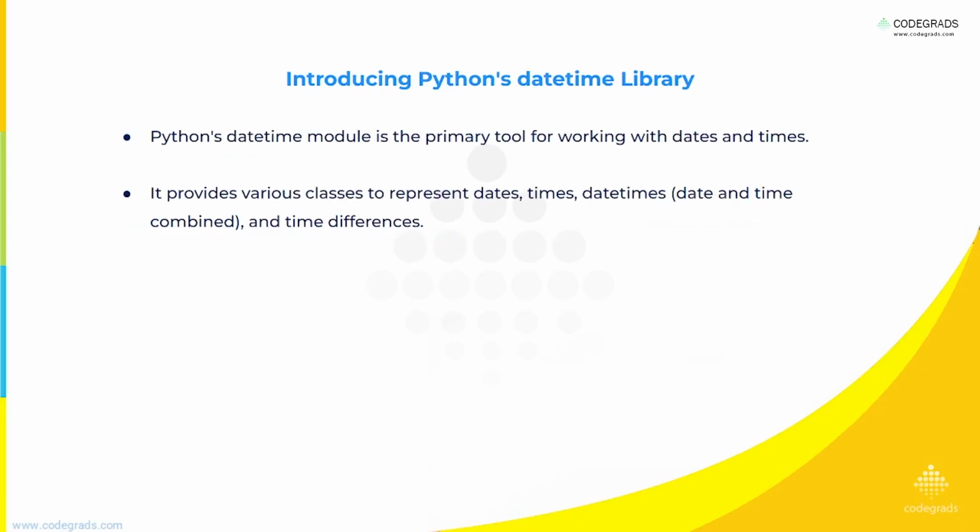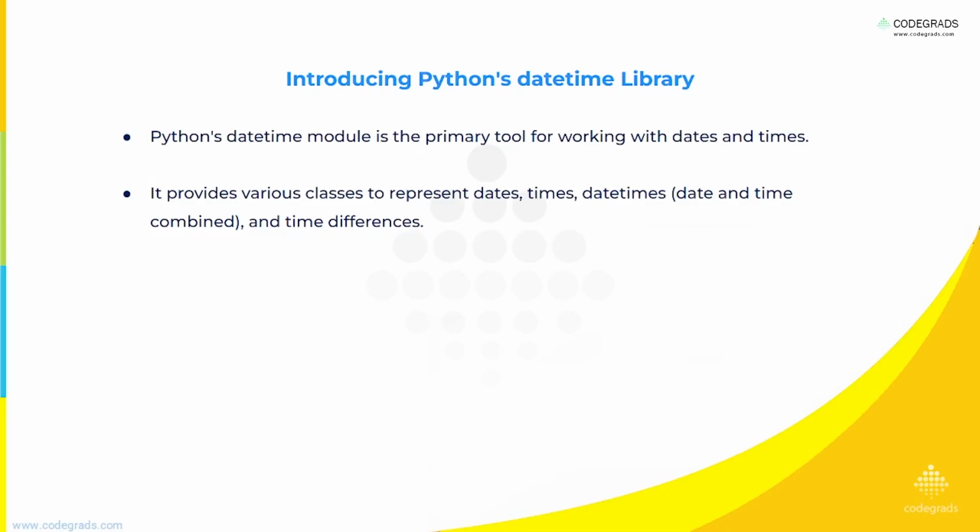Now, introducing the datetime library. Python's datetime module is the primary tool for working with dates and times, and it provides various classes to represent dates, times, datetimes, that is the date and time combined, and time differences. So datetime is a built-in Python module for handling date, time, and date-time combinations. It allows you to create, manipulate, format, and compare date and time values.